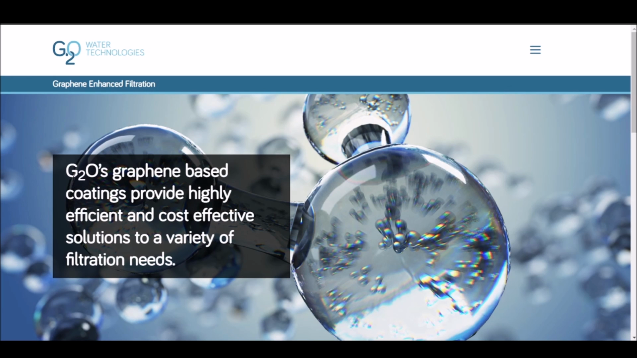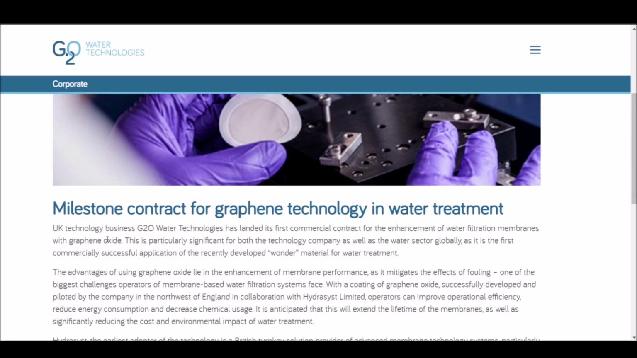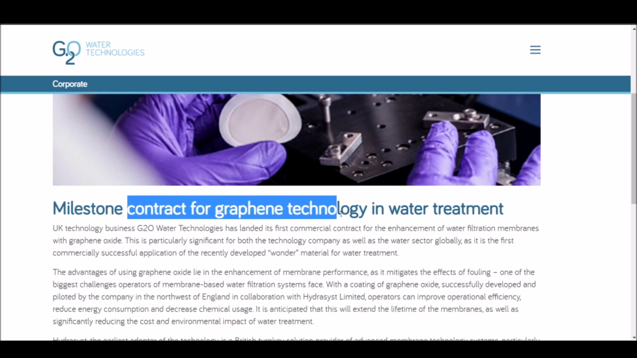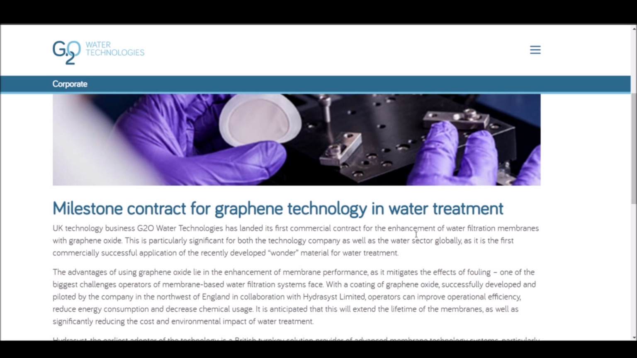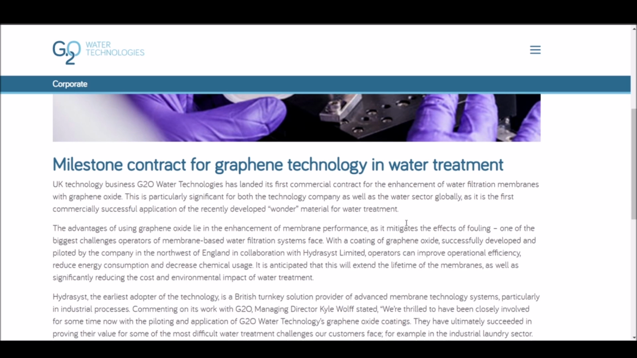So, G2O's graphene-based coatings provide highly efficient and cost-effective solutions to a variety of filtration needs. And here in the UK, they've got a contract now to use this substance, graphene technology, in the water. In the water, in the UK. They are going to put this substance, this technology, in the water, and they're calling it smart water.